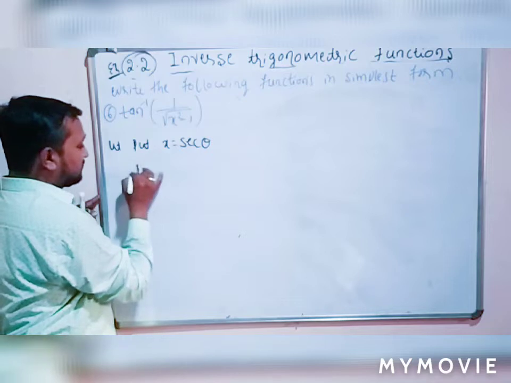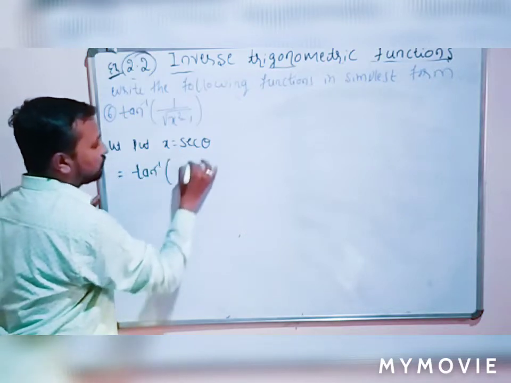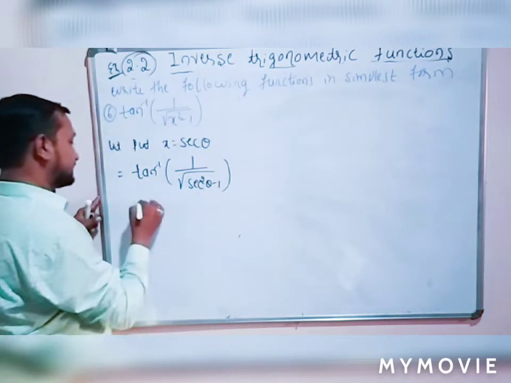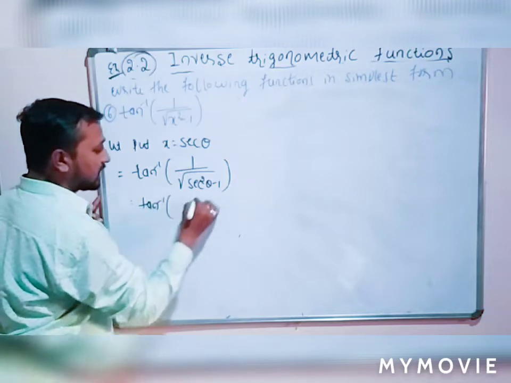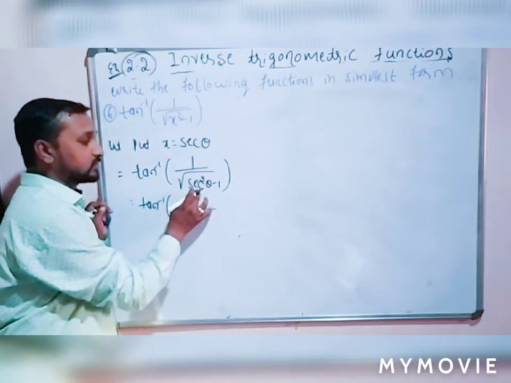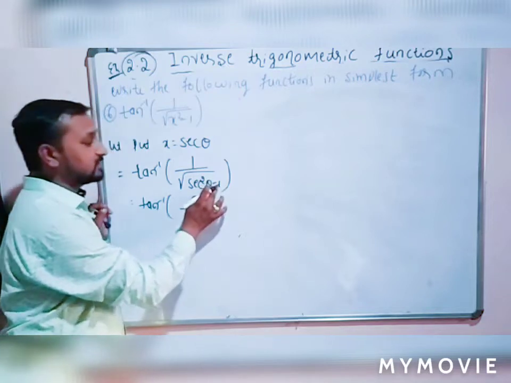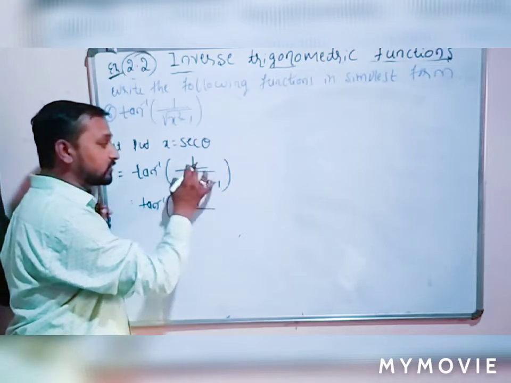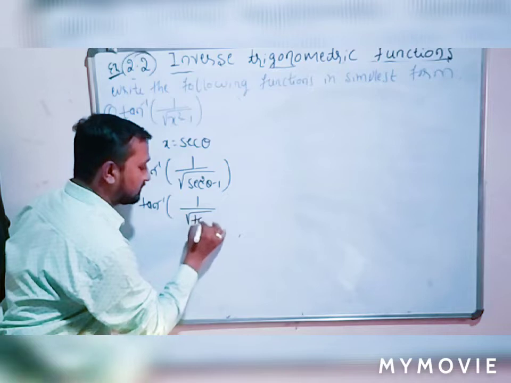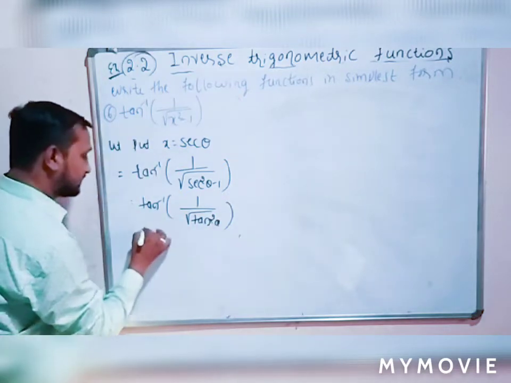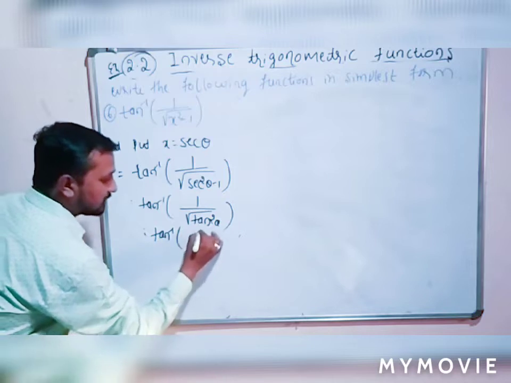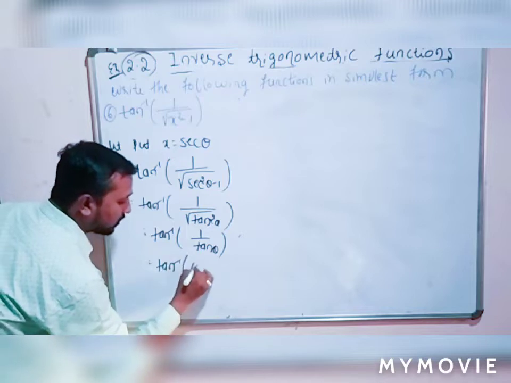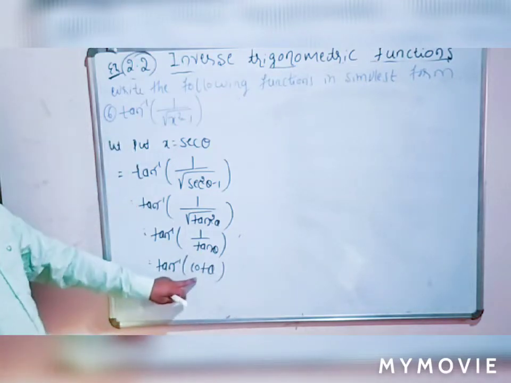Then the step will be equal to tan inverse of 1 divided by root of sec square theta minus 1. Root of sec square theta minus 1 is nothing but, what is sec square theta minus 1? Tan square theta. Tan square and root get cancelled. So tan inverse of 1 divided by tan theta, that is equal to tan inverse of cot theta.